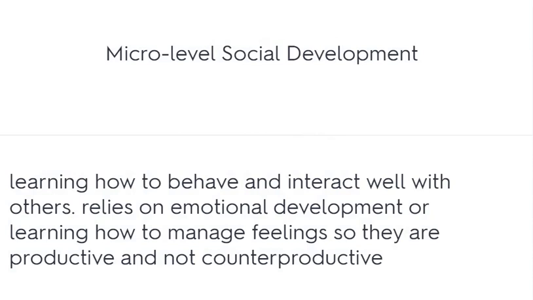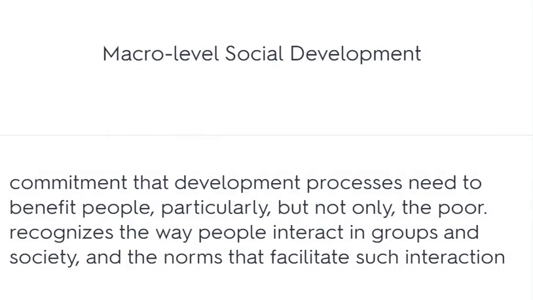Micro-level social development. Learning how to behave and interact well with others relies on emotional development, or learning how to manage feelings so they are productive and not counterproductive. Macro-level social development. Commitment that development processes need to benefit people, particularly but not only the poor, recognizes the way people interact in groups and society and the norms that facilitate such interaction.